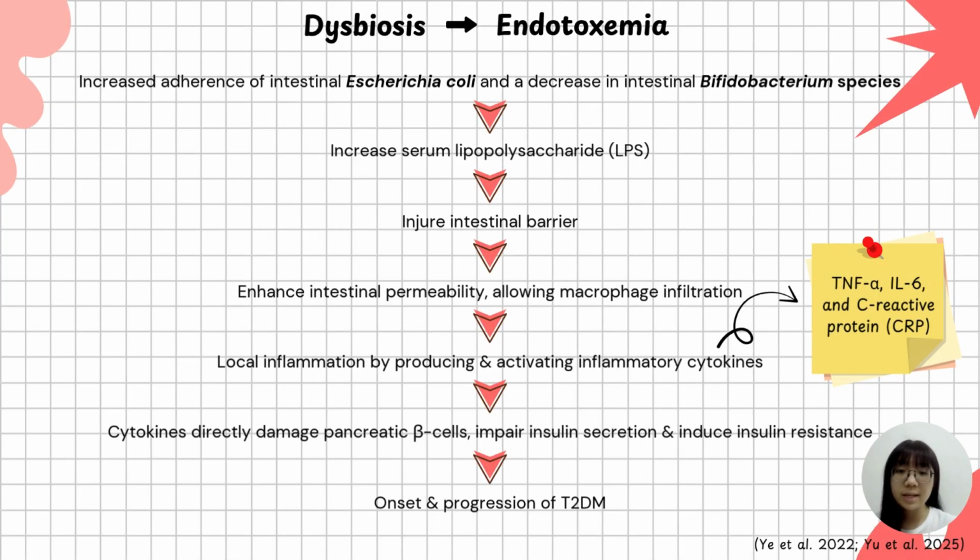Endotoxemia happens when there is an increased adherence of intestinal E. coli and a decrease in Bifidobacterium species. Endotoxins such as lipopolysaccharide directly damage the intestinal barrier, attract immune cells, and trigger the release of inflammatory cytokines such as TNF alpha, interleukin 6, and C reactive protein. These inflammatory molecules not only damage pancreatic beta cells, impairing insulin secretion, but they also contribute to insulin resistance in peripheral tissues. In short, dysbiosis links the gut environment to both the onset and progression of type 2 diabetes.